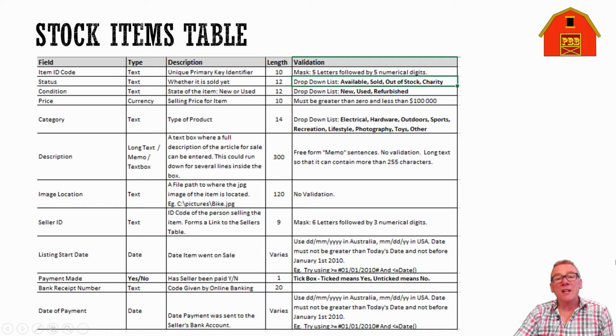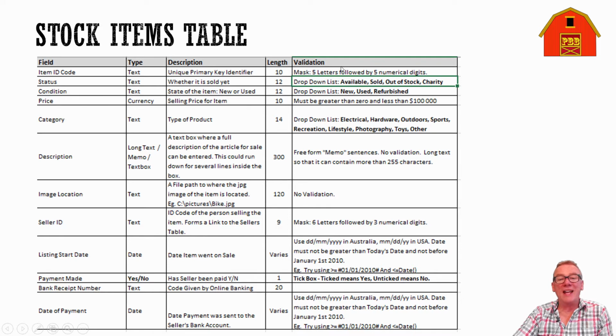The stock items table is a bit bigger than the sellers table. We have the item ID code, which is a unique identifier for that item. I mean, two people might bring in a blue colored boy's bike for sale because the kid's outgrown the size of the bike, and so we need to be able to identify those two items uniquely. We have a status as to whether it's sold yet or whether it's still available, a condition.